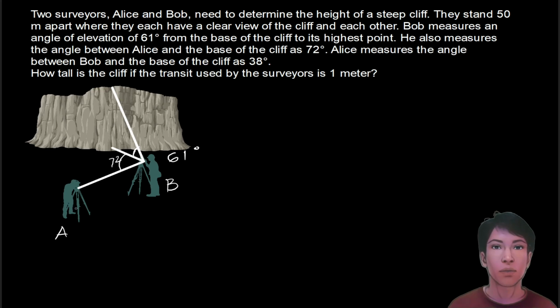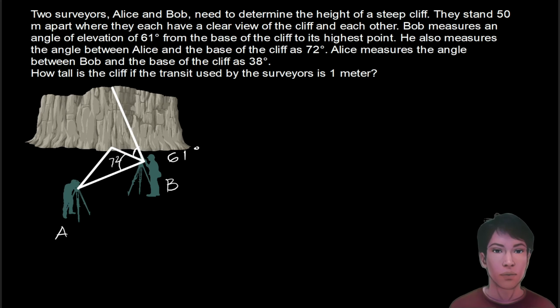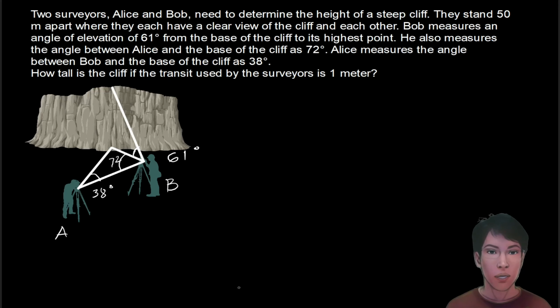Alice also measures the angle between Bob and the base of the cliff as 38. So from the same point that they have agreed upon, the angle for this one, how much? 38 degrees. So how high is the cliff?